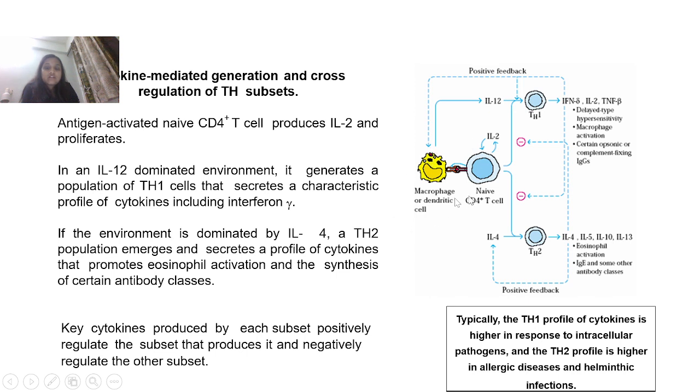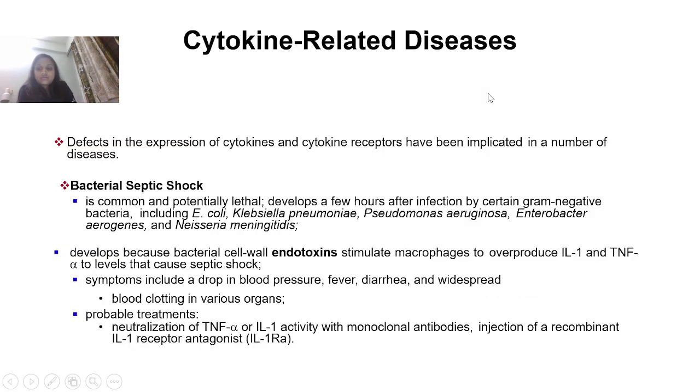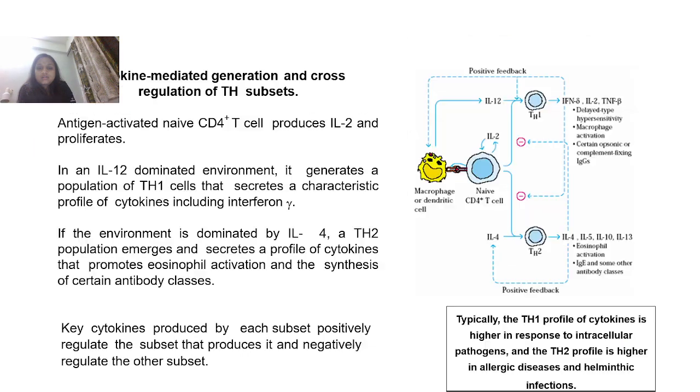This macrophage or dendritic cell also produces IL-12. Whenever this IL-12 is produced, it will lead to the generation of this Th1 cell, and this Th1 cell will then secrete different kinds of cytokines like IFN gamma, IL-2, TNF beta, which have different functions like macrophage activation, delayed type hypersensitivity, and certain opsonic or complement fixing IgGs.